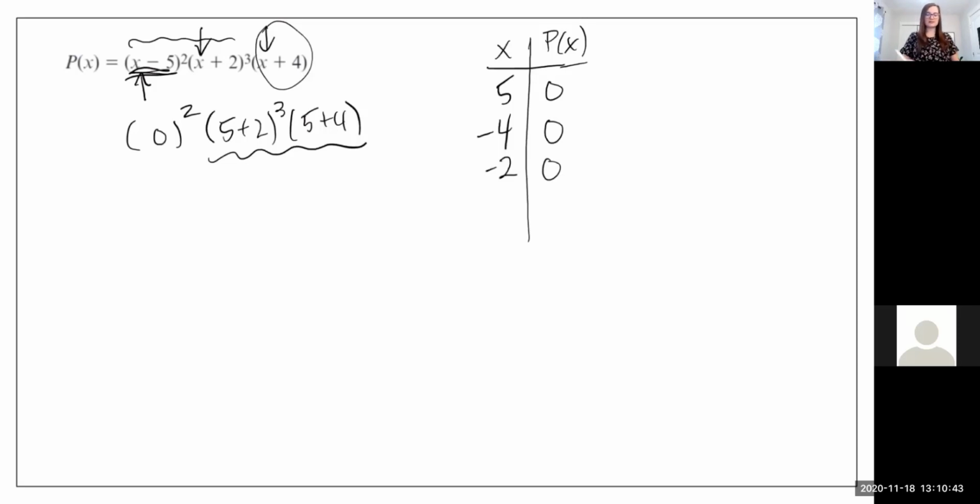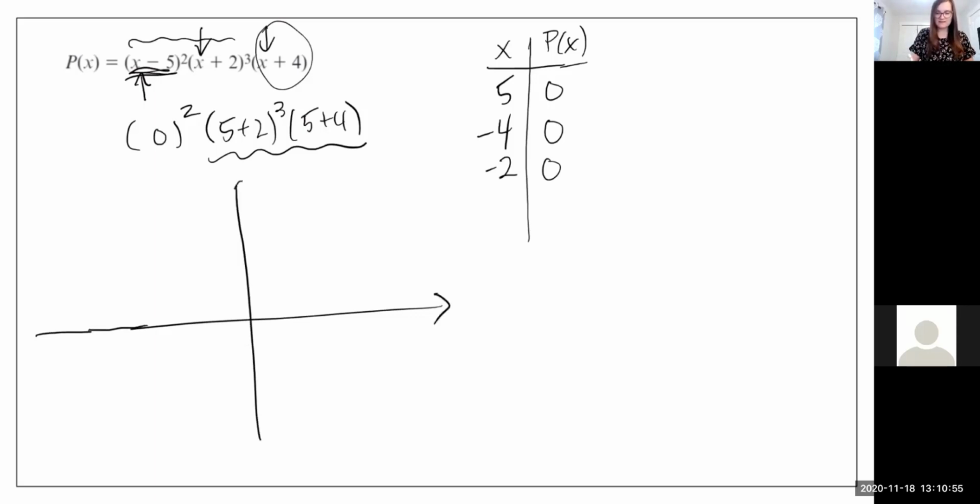So those are nice, easy points, which tell me a little bit about the graph. Whoops, I kind of have to make a different scale here. It tells me a bit of information about what the graph may look like, in that it's going to cross at (5, 0), (-4, 0), these are coordinate points, and (-2, 0). So I know that it's going to go through those points.